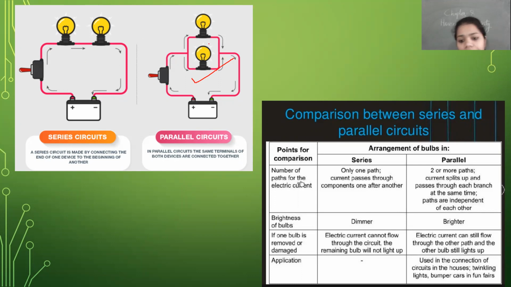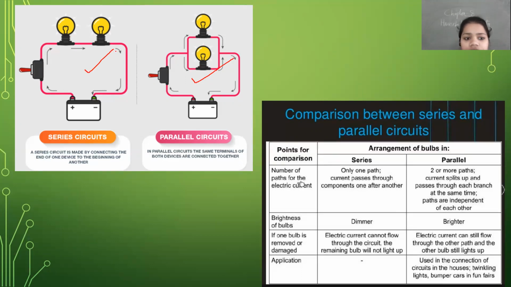So series and parallel: when we say in series, the bulbs are connected one after another in a single path, whereas in parallel you have two different bulbs where the current is split to pass through different branches at the same time, and they both are independent.